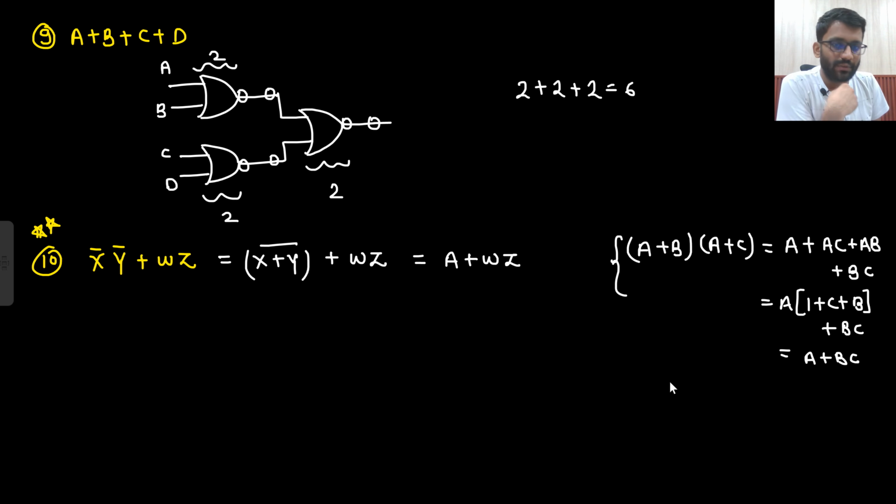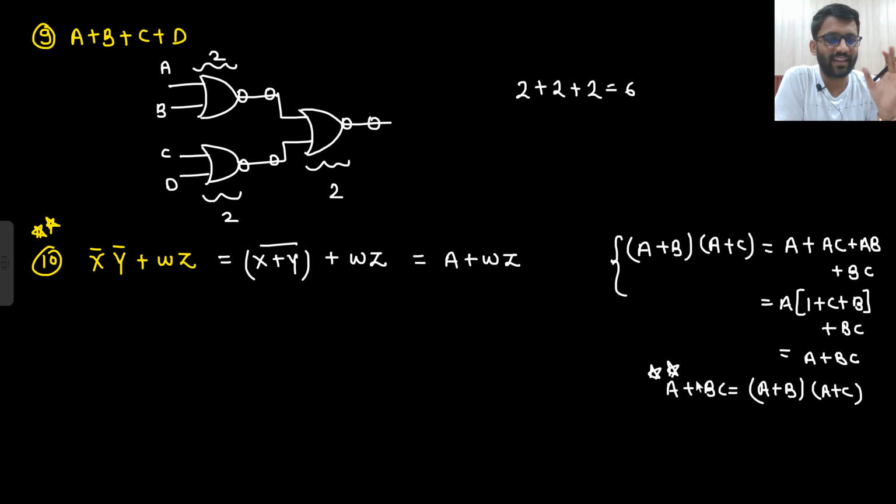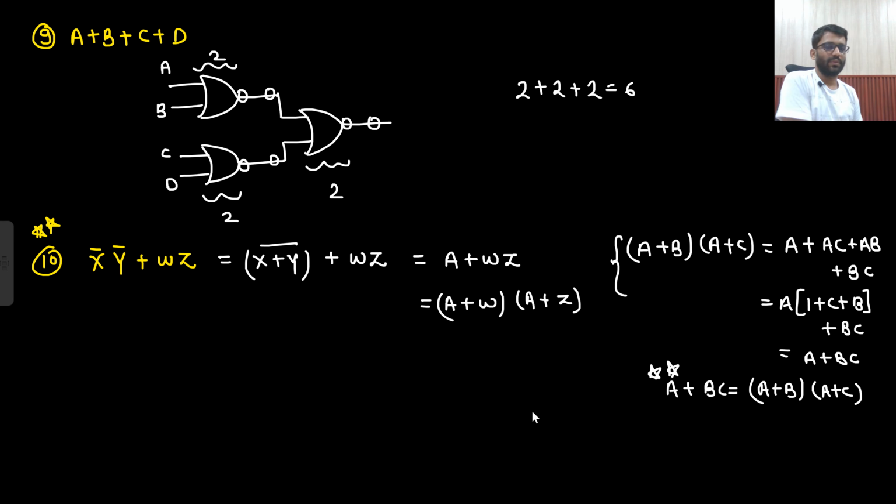A plus BC. So A plus BC can be replaced with A plus B into A plus C. This theorem is known as consensus theorem. What is the name? I don't know. Consensus theorem. I guess this is the name only. Because the name is not important. So A plus BC can be replaced with A plus B into A plus C. Because you solved it, you got A plus BC. Anything in addition to 1 is 1 only. So A plus BC I am getting. So A plus WZ can be replaced with A plus W into A plus Z. Say yes or no.